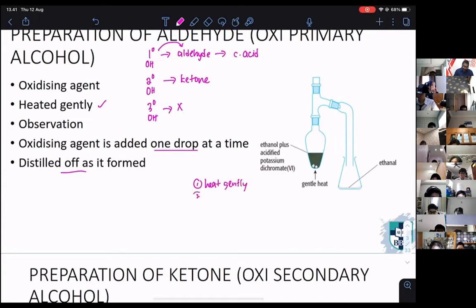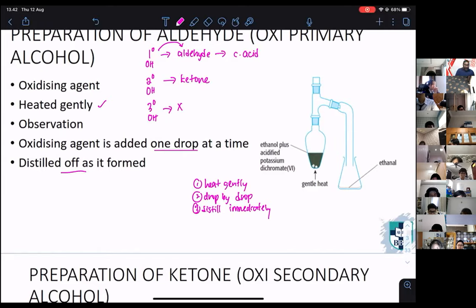Heat gently. Add drop by drop. What do you add drop by drop? The oxidizing agent. And you distill immediately. So these are the things that you need to take note of when it comes to formation of aldehyde. Why do we do this? We do not want the aldehyde to be converted into carboxylic acid. So we need to take this precaution.